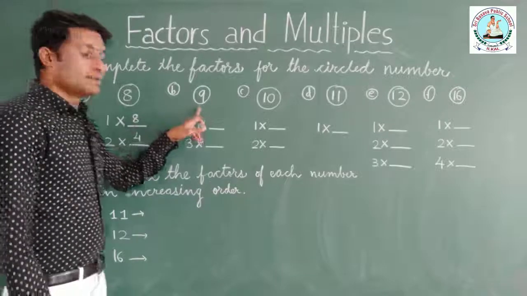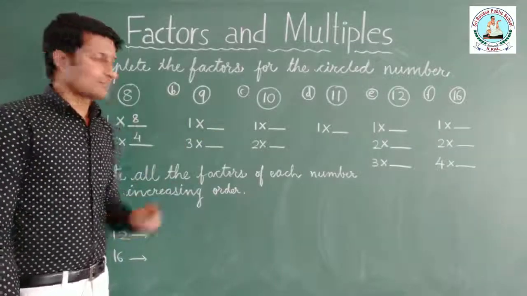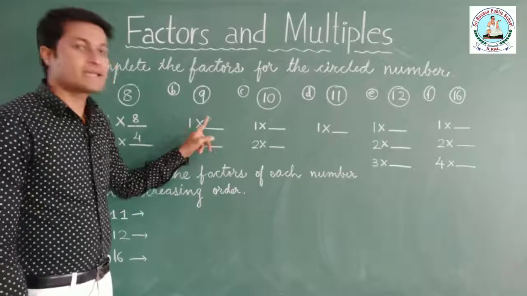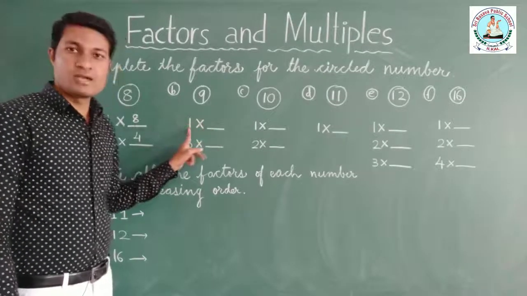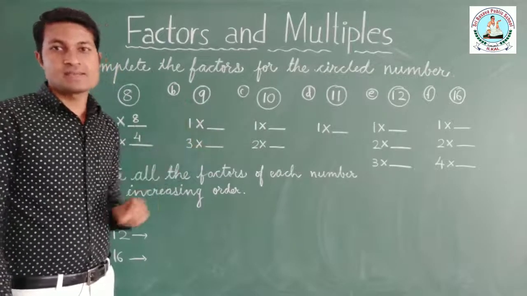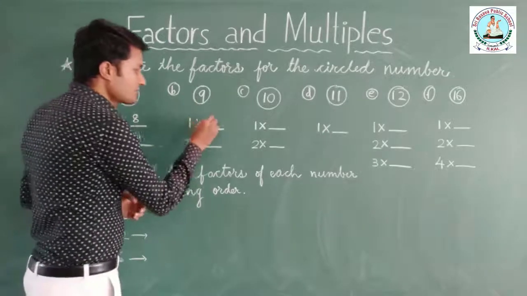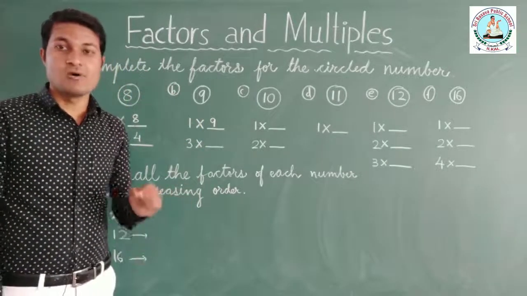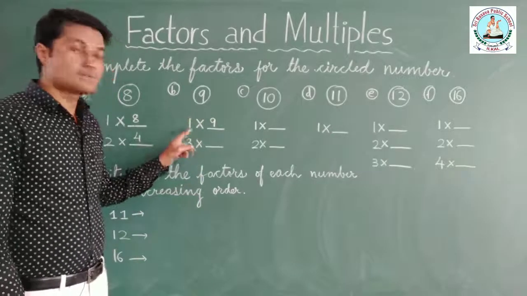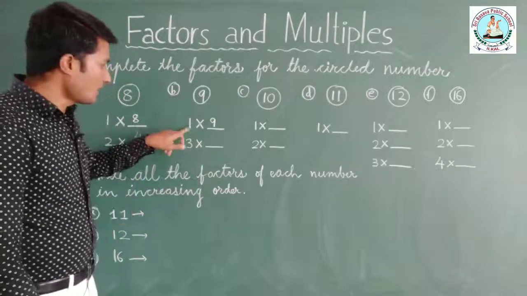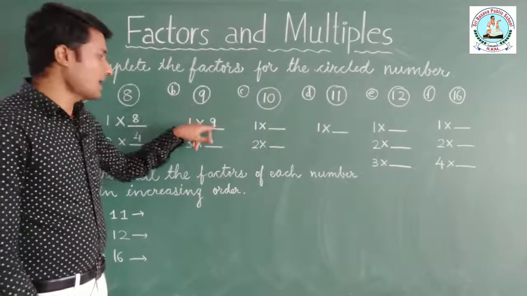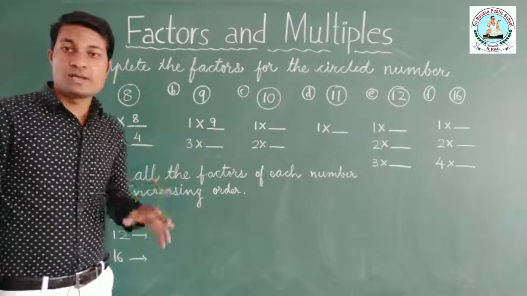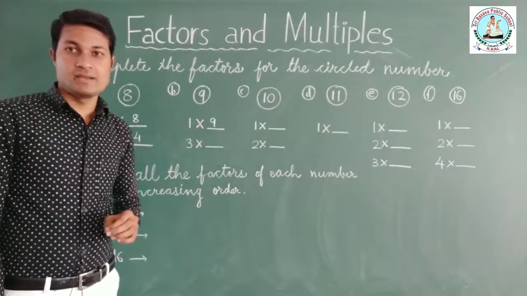Similarly, your next circled number is 9, right? One number is already given, and you need to find the second number. By which number do you need to multiply 1 to get 9 as the product? It's very simple, 1 times 9, and you must know one more fact here, that 1 is a factor of all numbers. So that is why 1 comes first, right? 1 times 9 is 9, so 1 and 9 are factors of 9, because 1 and 9 will divide 9 exactly without leaving any remainder.